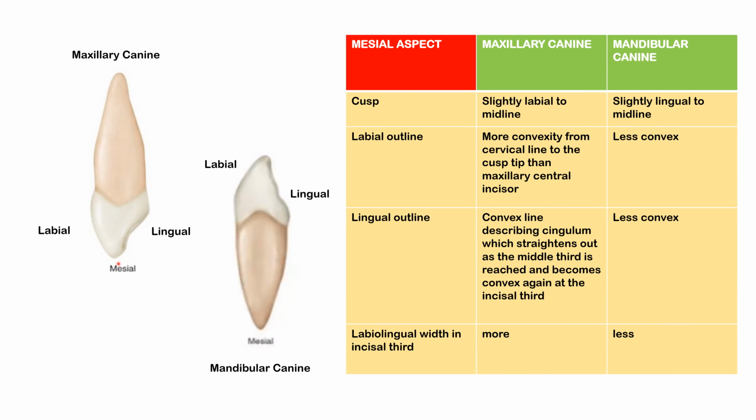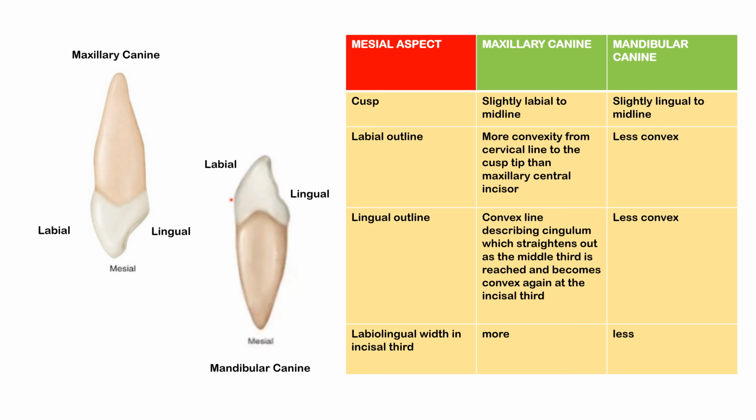Now let's talk about the mesial aspect differences between the maxillary and mandibular canine. Coming to the cusp, in the maxillary canine, the cusp is slightly labial to the midline, whereas in the mandibular canine, the cusp is slightly lingual to the midline. Labial outline: more convexity from the cervical line to the cusp tip than the maxillary central incisor is seen in the maxillary canine, whereas less convexity from the cervical line, which is straighter, is seen in the mandibular canine.